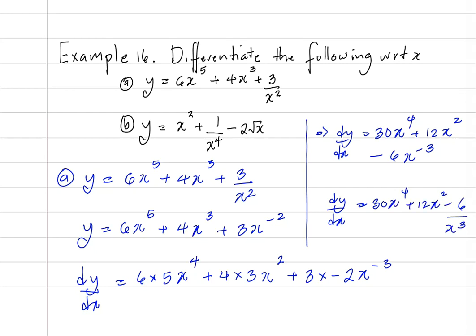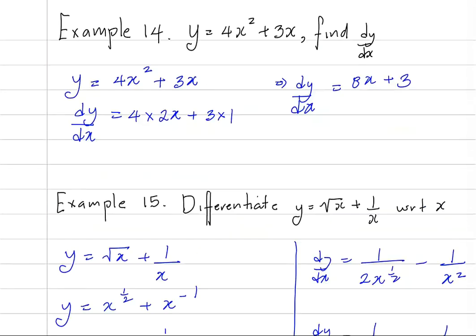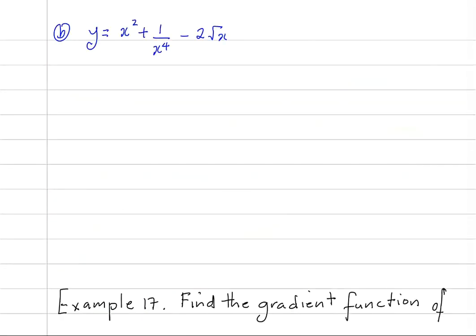All right, let's have a go at b. All right, so b here, this is y is equal to x squared plus x to the minus 4. Power at the bottom, positive at the bottom. When you bring it up, it becomes negative. Minus 2x to the power half. So square root is the same as saying that the power is a half.